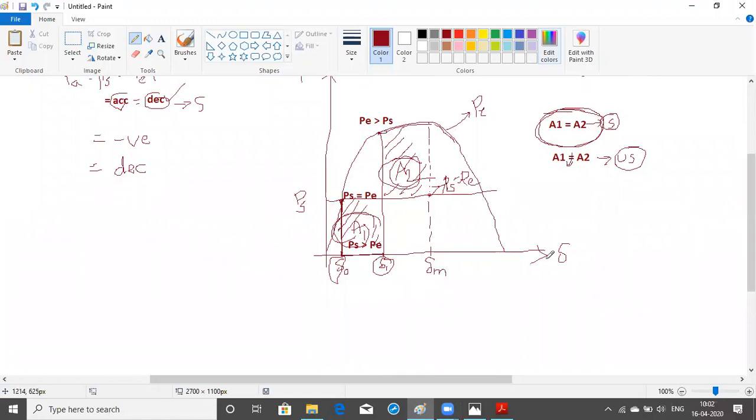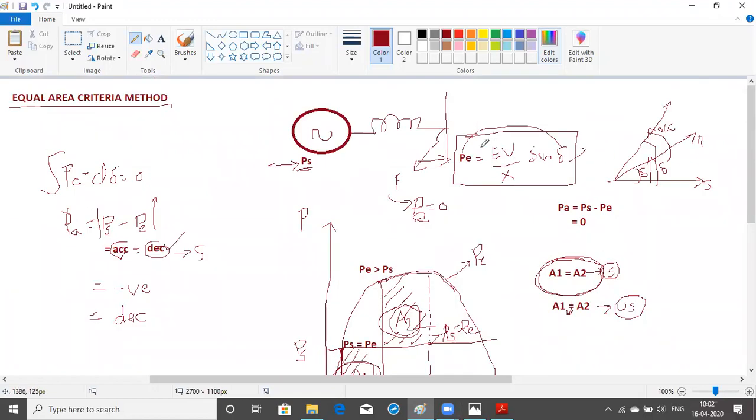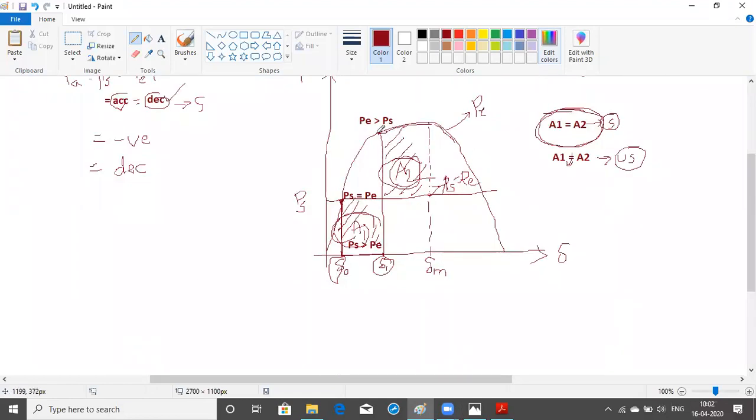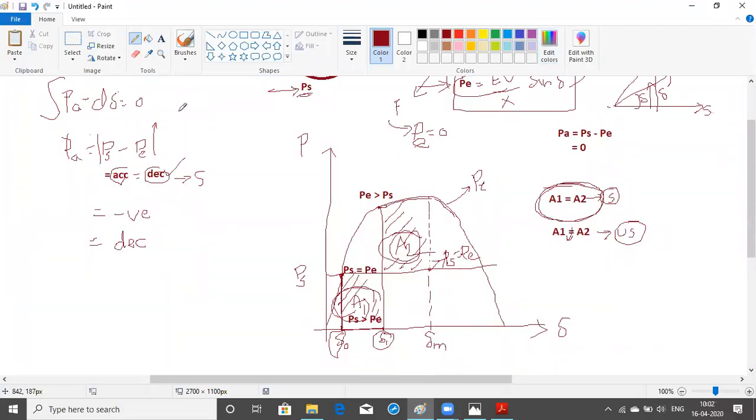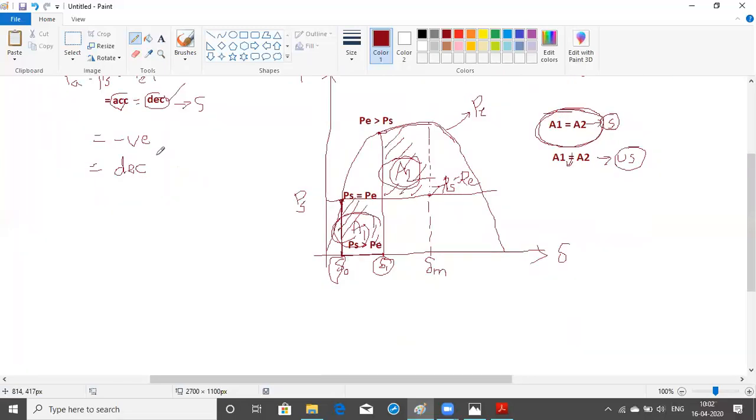If you substitute this delta 1 in this formula, you will get one value. That value is this one. But at this position, what happens? PE is greater than PS. That is, electrical power is more compared to the shaft power. Therefore, that indicates a negative, and negative means it will start decelerating. So decelerating means it will move to this position, and at one point of time, it will move to this one.